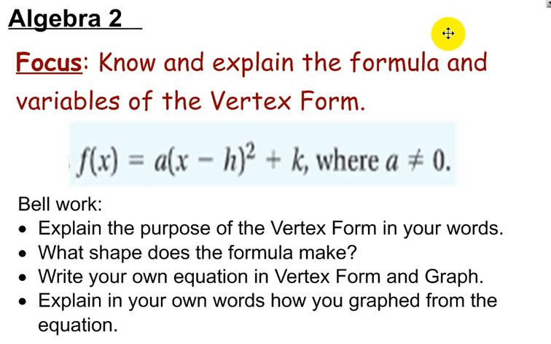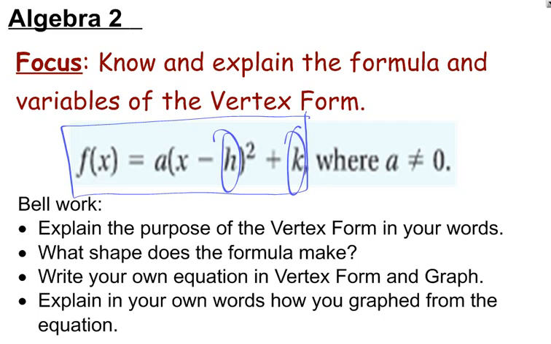So let's look at our bell work. It says, no one explained the formula and variables of the vertex form. Why is it called the vertex form? Because if it's in this form, we can quickly pick out a vertex. What is it? It's h, k, right?